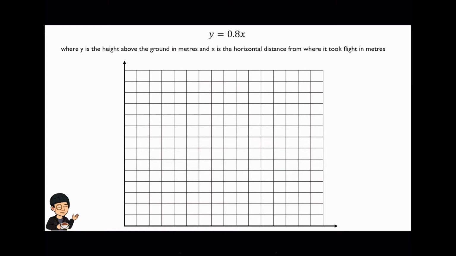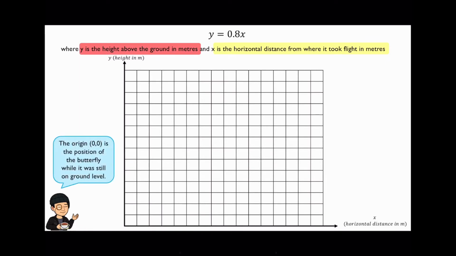So in this case, guys, because it says y represents the height above the ground and x represents the distance from where it took off in flight, that means your butterfly is going to start at 0, 0, which is the origin. So at the point 0, 0, the butterfly is still going to be on the ground, but obviously it then moves on and flies up, okay?